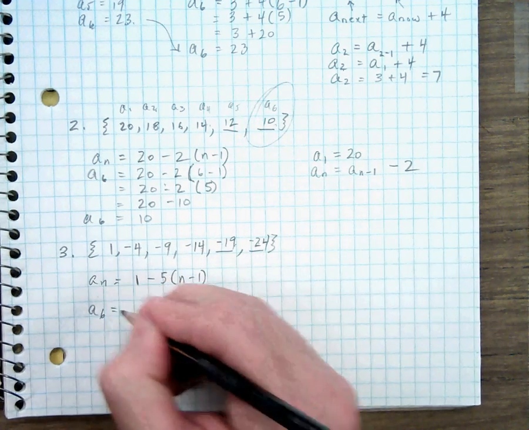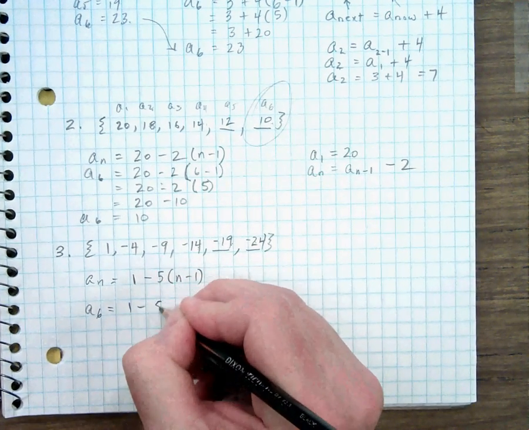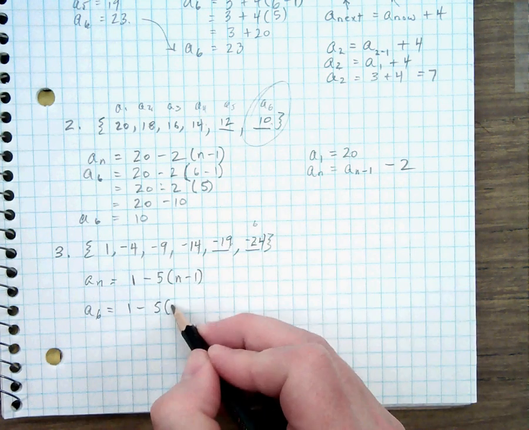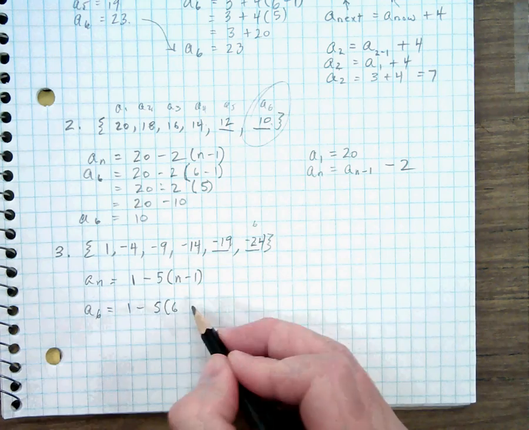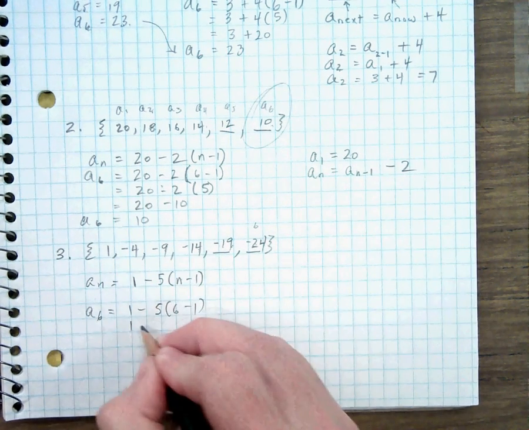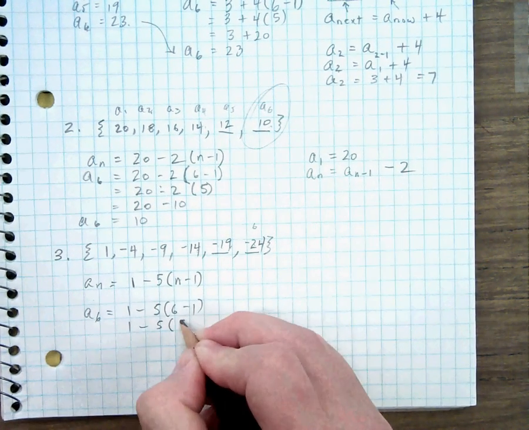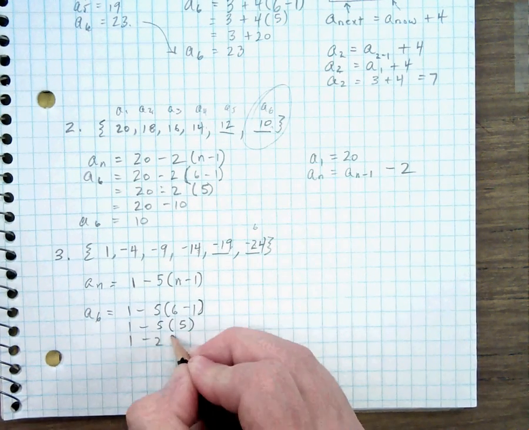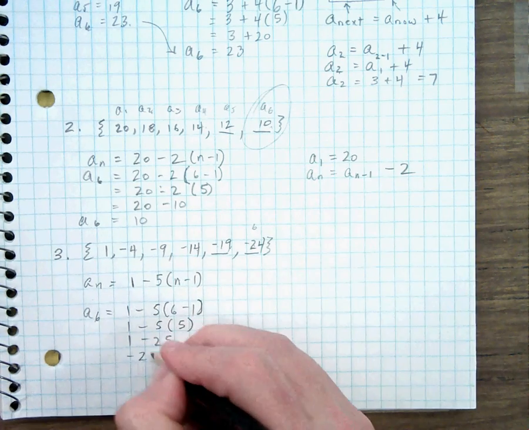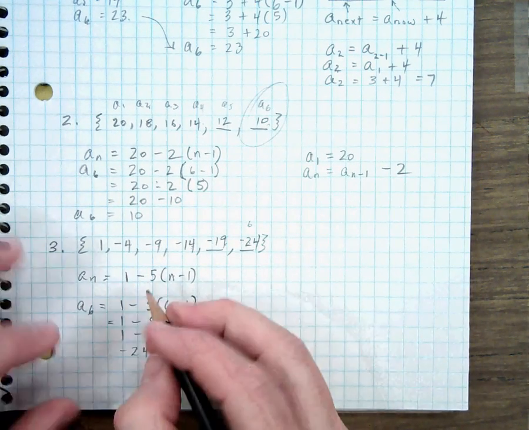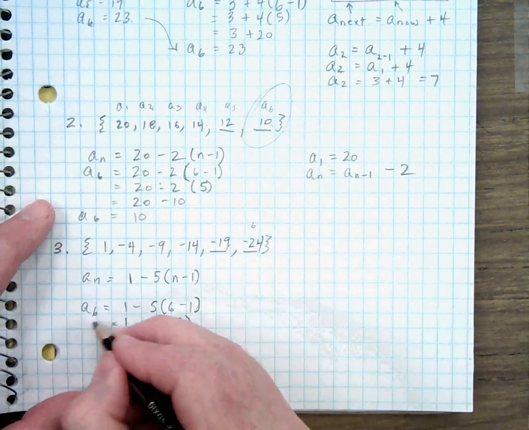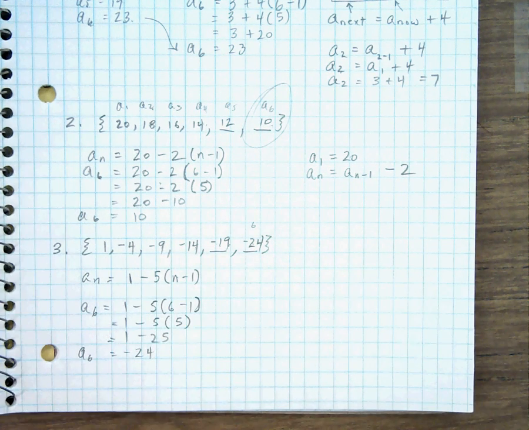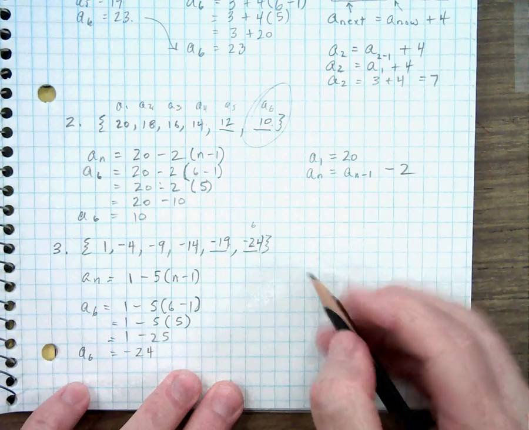That's going to be 1 minus 5 times, this is the sixth number, so I'll put a 6 in there, just like it is there, minus 1. So that's 1 minus 5 times 5, which is 1 minus 25, which is negative 24. So, it works.